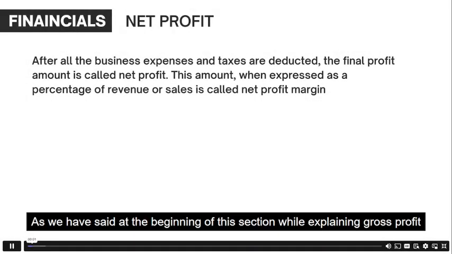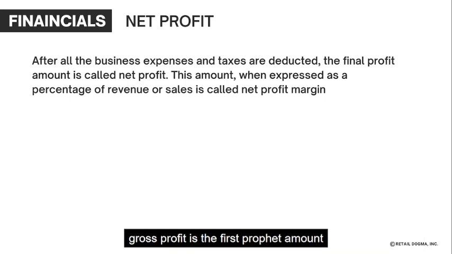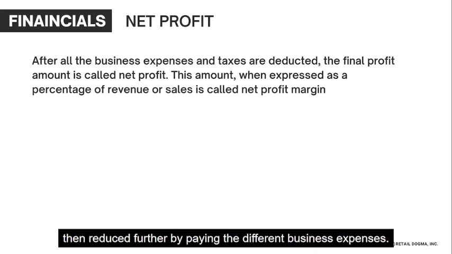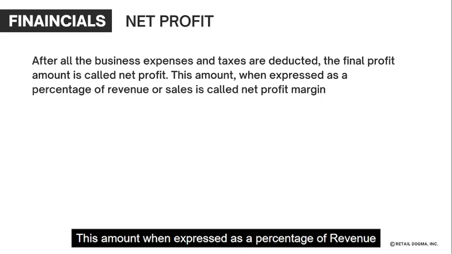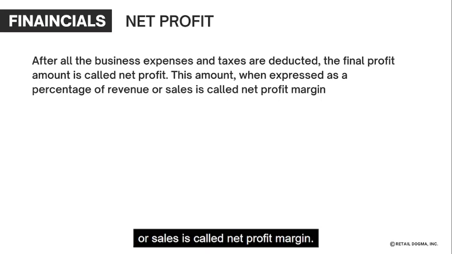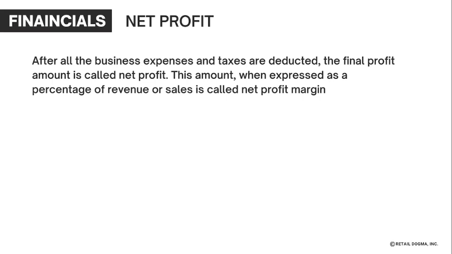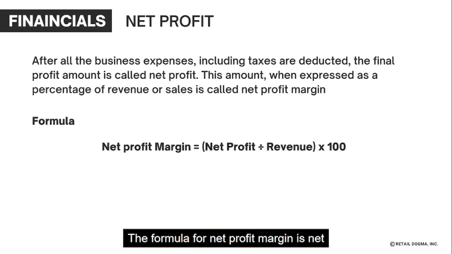As we have said at the beginning of this section while explaining gross profit, it is the first profit amount out of the sales of the products. This amount is then reduced further by paying the different business expenses. After all the business expenses and taxes are deducted, the final profit amount is called net profit. This amount, when expressed as a percentage of revenue or sales, is called net profit margin. The formula for net profit margin is net profit margin equals net profit divided by revenue or sales and then multiplied by 100 to get the percentage.